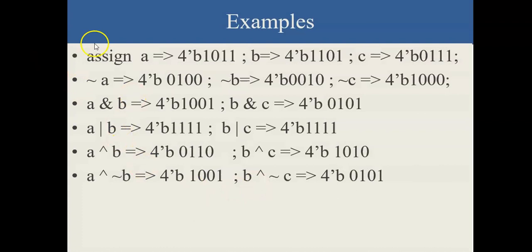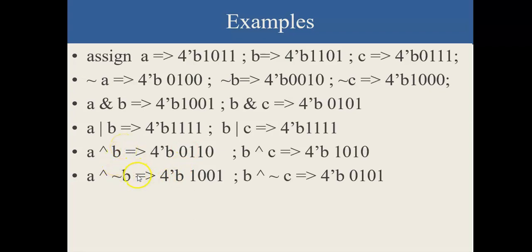Another example. Suppose A has the value 1011, 4-bit, B is 1101, and C is 0111. Now let us take the negation of A. It should also be 4-bit. So 1 becomes 0, and 0 becomes 1, giving 0100. Negation of B, similarly negation of C. Then A logical and B, A or B. Similarly, A exclusive or. Sorry, terribly sorry.